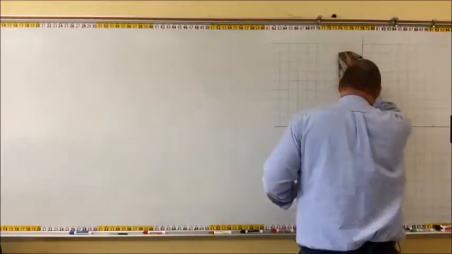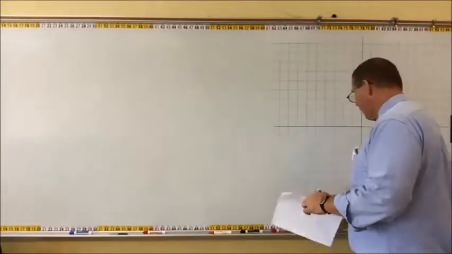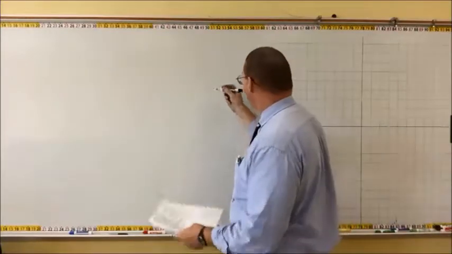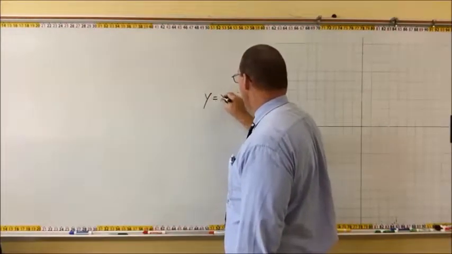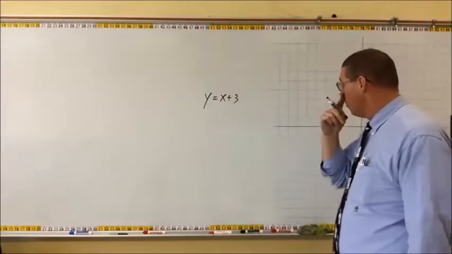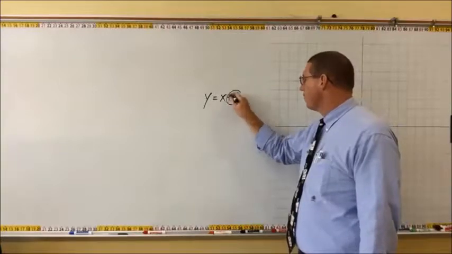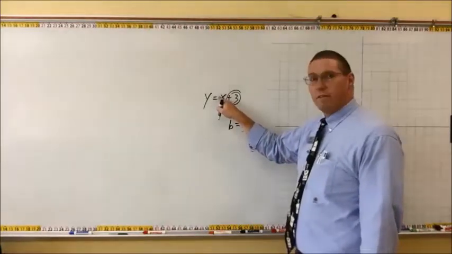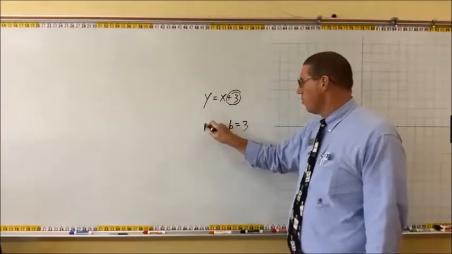Then the next question, number 20, says graph y equals x plus 3. Well, look what we have here. We have a y-intercept of 3, so y-intercept b equals 3. And we have a slope. What's in front of this x? There's a 1 there, so the slope is 1.